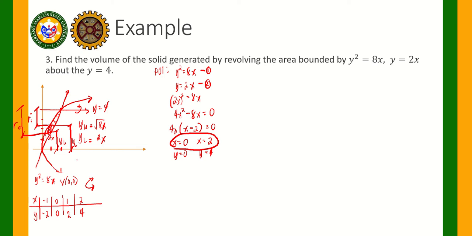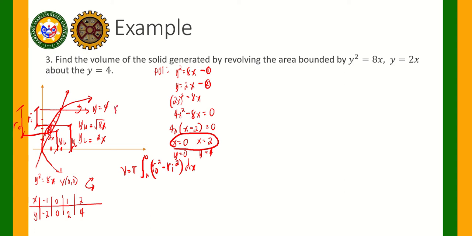Now, what we should do is use our general formula, V is equal to pi times the integral of R outer squared minus R inner squared, with limits from a to b dx, since the strip is vertical. So what is our R outer? This is R outer, this part. We all know that from 0, this distance is equal to 4, since y is equal to 4. So what is the formula for our R outer?